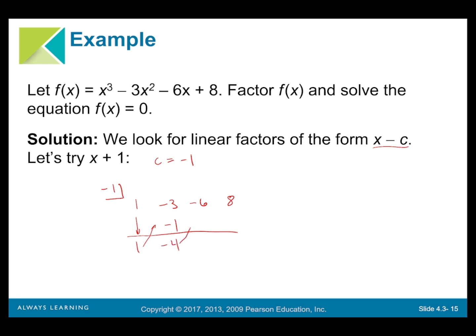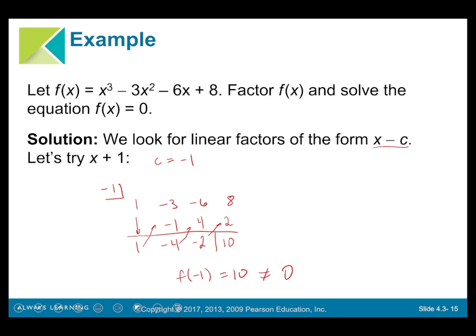Now we take that up and say negative 4 times negative 1, and our little hat. Negative 4 times negative 1 is 4. Negative 6 and 4 is negative 2. Negative 2 and negative 1 is 2. 8 plus 2 is 10. So 10 is our remainder here. That means that f of negative 1 is 10, which is not 0. That's not what we were hoping for. We were hoping to get 0 in our remainder.